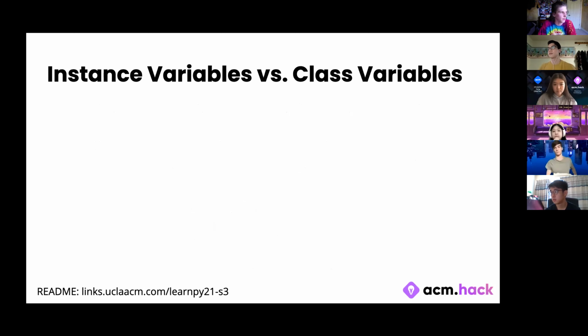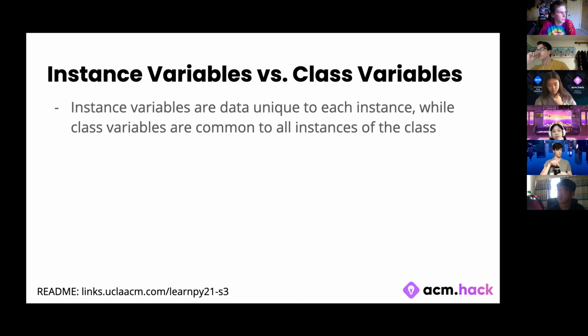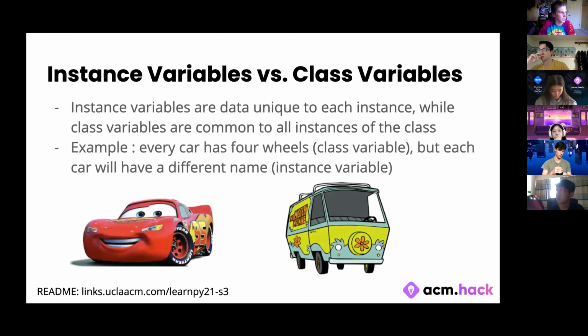Now, another quick distinction that we have to make is instance variables versus class variables. This is important because instance variables are data that is unique to each instance of a class, while class variables are common to all instances of the class. For example, every car has 4 wheels, so that would work best as a class variable, whereas each car has a different name, so that would work better as an instance variable. Instance variables change depending on which instance of the class it is, whereas the class variables would be the same. As you can see, both of these cars have 4 wheels, so that would be a good class variable, except this one's named Lightning McQueen, and this one's named the Mystery Machine, so they have different names.